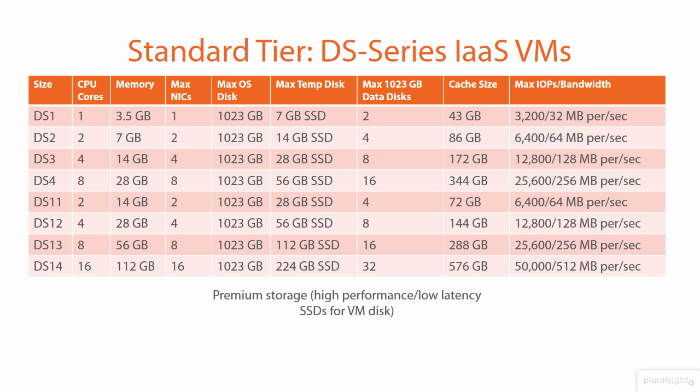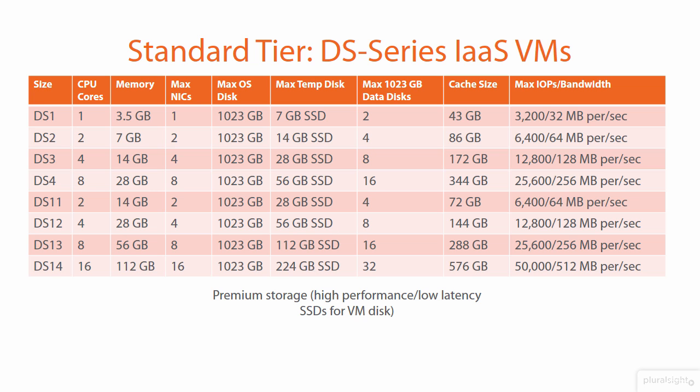And guess again, here's another wonderful table. Well, at least I'm making them different colors to give you something to look at. Again, as I said, if you really want to drill down into these tables, just hit pause and have a look at them. So our DS series IaaS VMs have premium storage. So the difference between these and the earlier ones is it's all SSD, baby. It's all fast. The IOPS are fantastic.